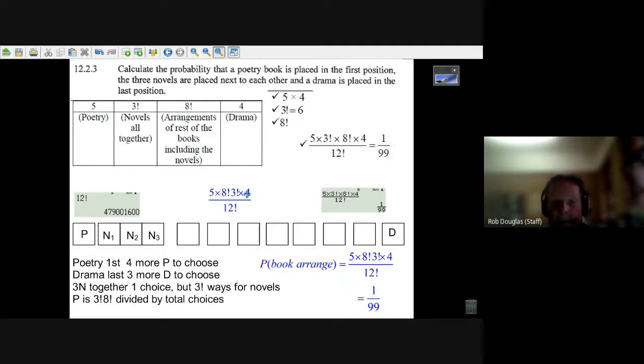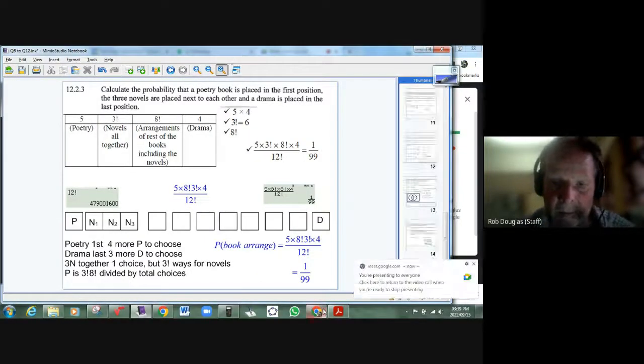Well, there it all is. Five poetry in the first, four drama at the end, eight other books, and three different ways to put the novels together. That goes on the top. That's your chosen outcomes that they describe, divided by 12 factorial, all the ways the books can be arranged. And there you have it. My calculator told me there's one chance in 99. And that's it. That's the answer.